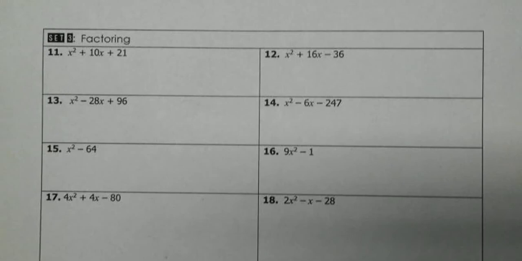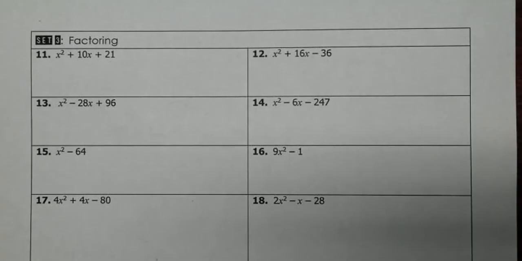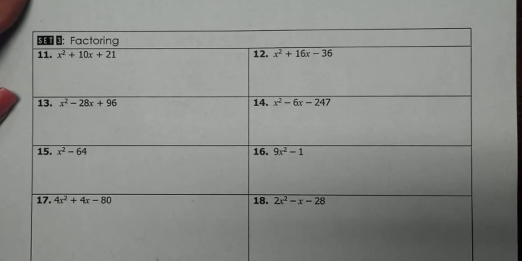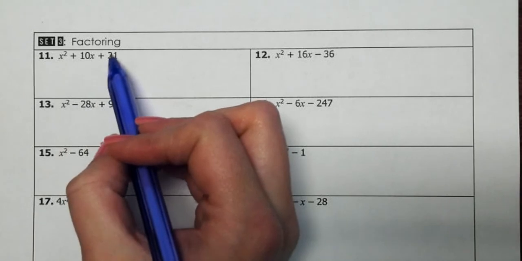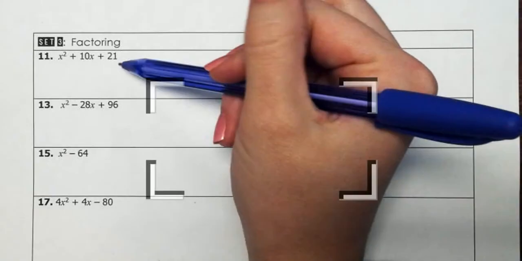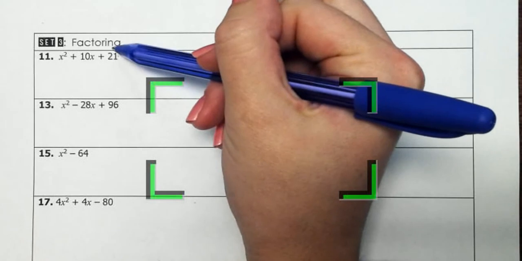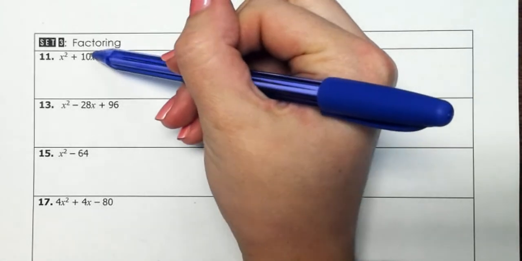Okay, factoring. So you may have learned to do this a little differently than I did. I'm going to show you my way. If you remember how to do it from last year, you're more than welcome to use whatever process you need to. But I'm going to show you how to do it the way that I learned. So what you're going to do on number 11 is you are going to look. You have x squared plus 10x plus 21. I start with the very last number. So what I'm looking for are factors of 21 that add to give me 10, positive 10.